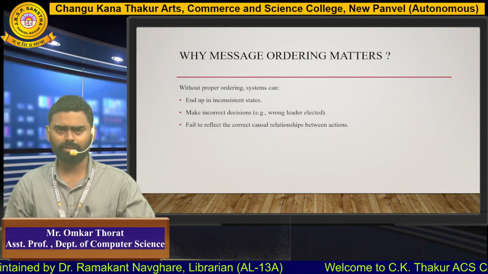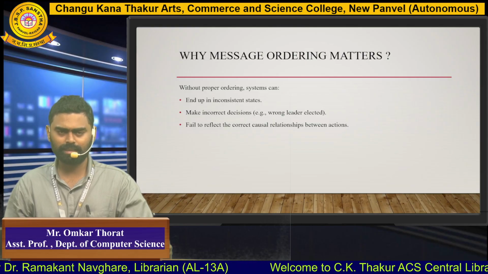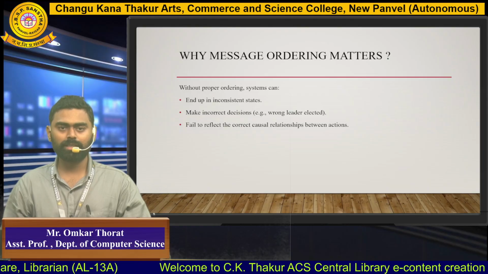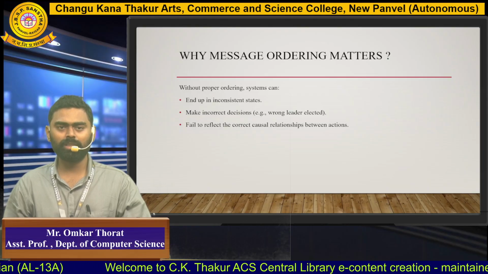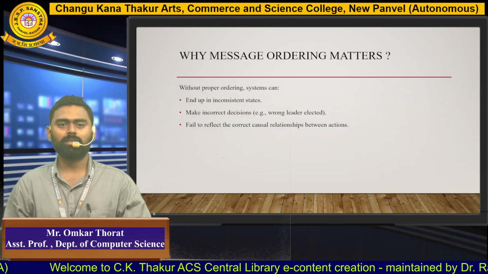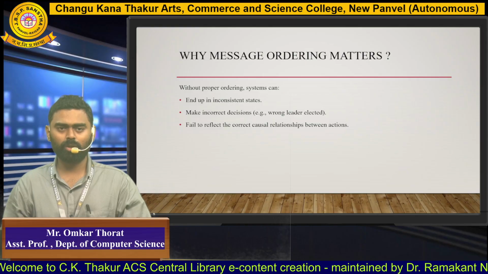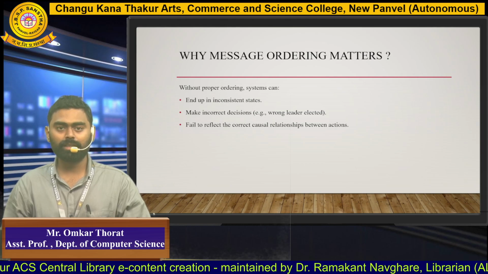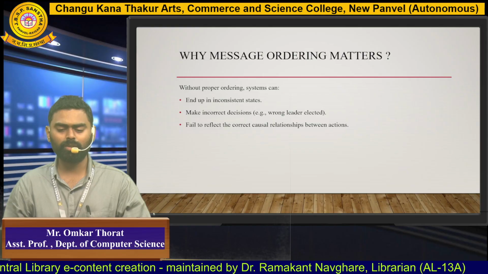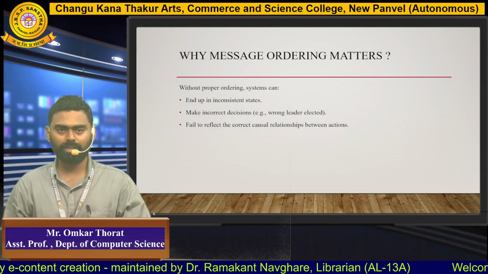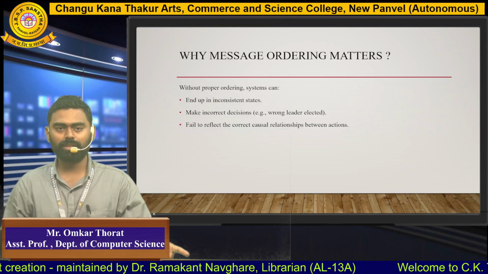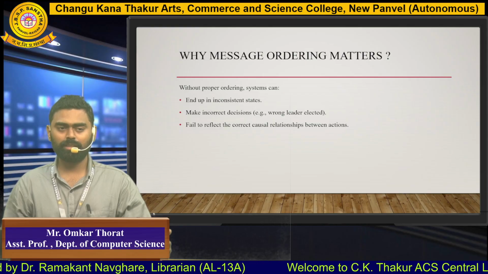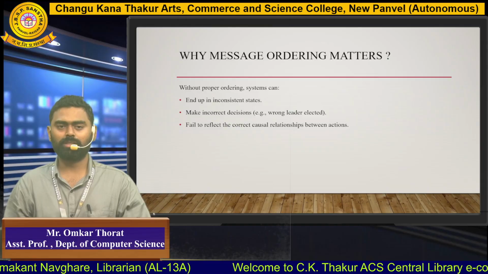If the message ordering process fails, what will happen? Let's see in this slide. Why does message ordering matter? Without proper ordering, the system can end up in an inconsistent state. It means the system can close or the message will not be sent to the receiver side. Second point, it can make incorrect decisions, for example, a wrong leader elected. While sending a message, if we select the receiver correctly, then the message will be sent to the selected person.